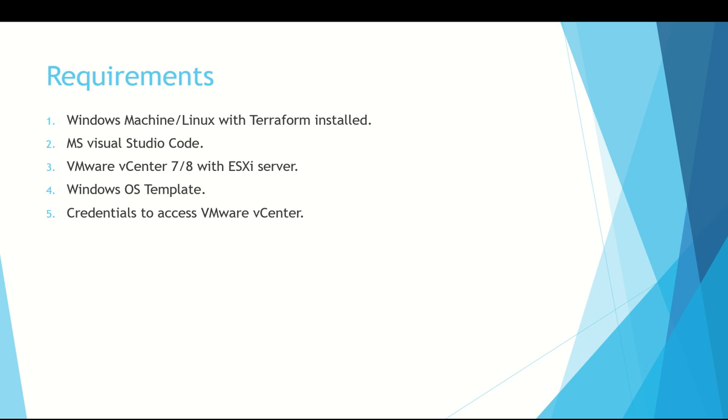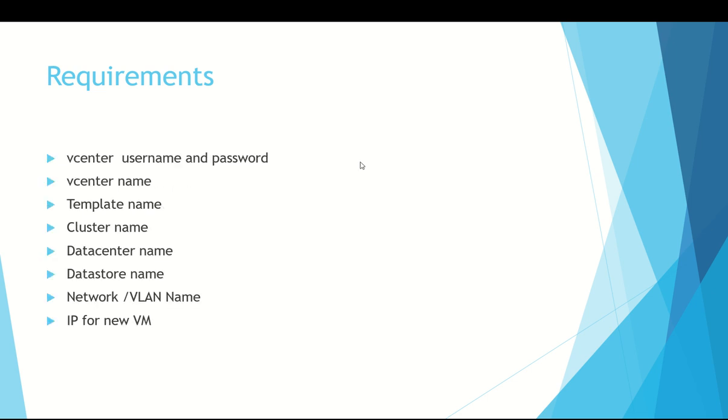Also in vCenter, we should have a couple of things already configured, and only then can we proceed with provisioning the VMs. So let's see what the requirements are. First, as I said, we should have a vCenter, and we should have credentials available, like a username and password to log into vCenter, and our Terraform should be able to deploy VMs using that username and password. We should have a vCenter name.